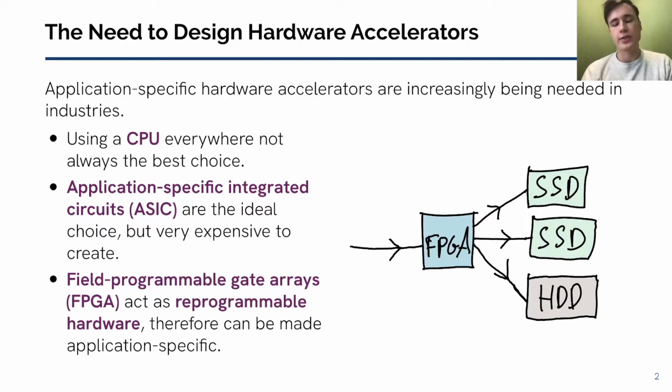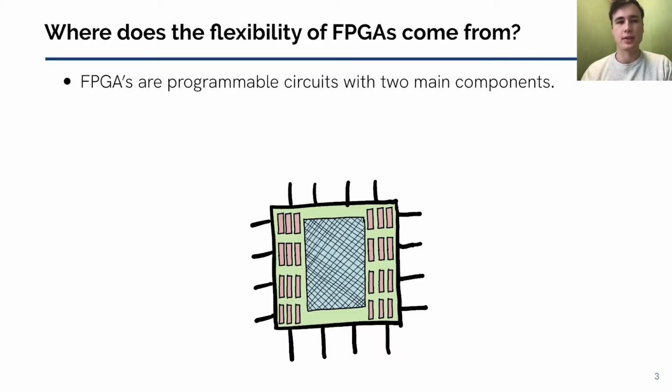A good alternative to this is to use a field programmable gate array. This basically acts like reprogrammable hardware and can therefore be made application specific by programming a specific circuit onto it. However, if the application ever changes, one can reprogram the FPGA. So where does this flexibility actually come from?